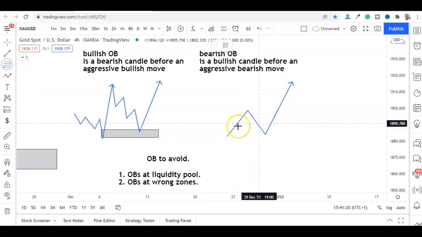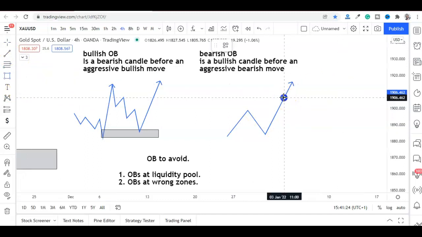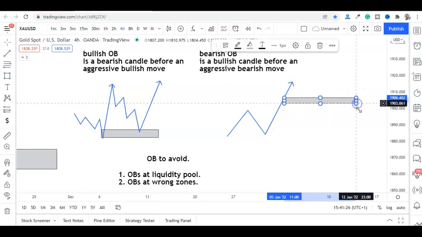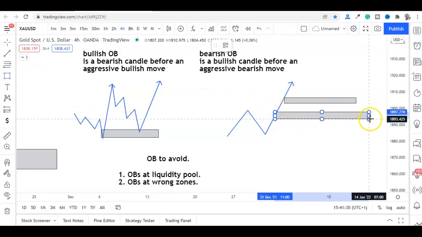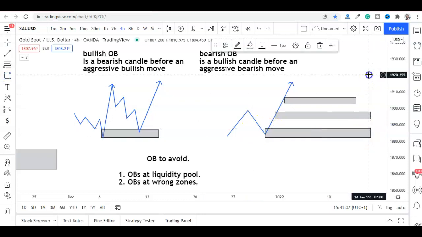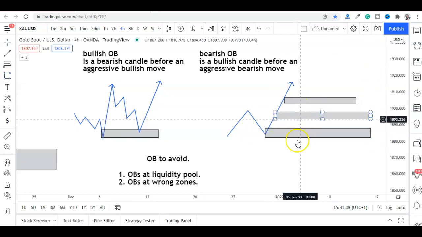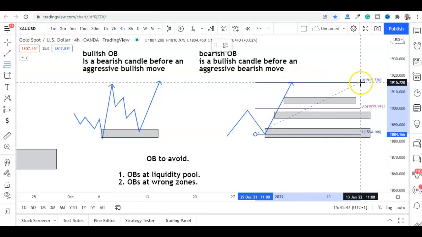And let's assume you have tons of order blocks along the way here. We have one here. We have another one here. Then we have another one probably here. Which order block are you going to trade? Is it this? Is it this? Is it this? Another way for you to eliminate bad order blocks is to check the zone. Where is this order block trading?